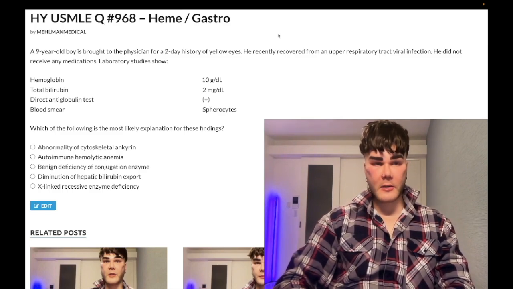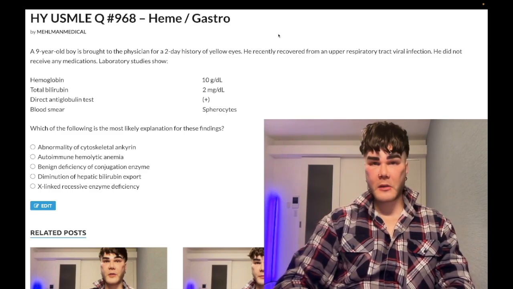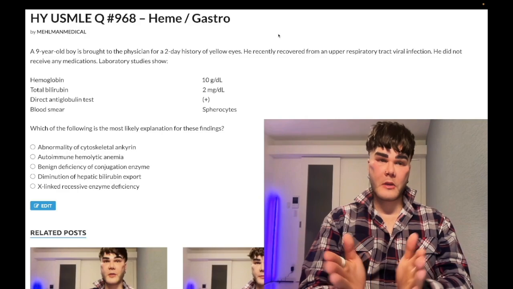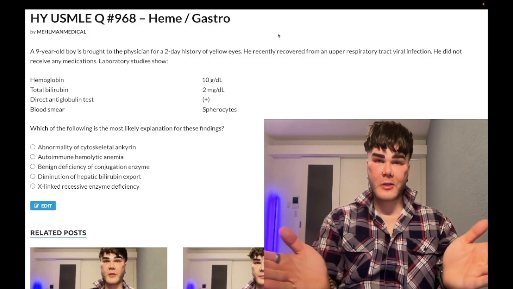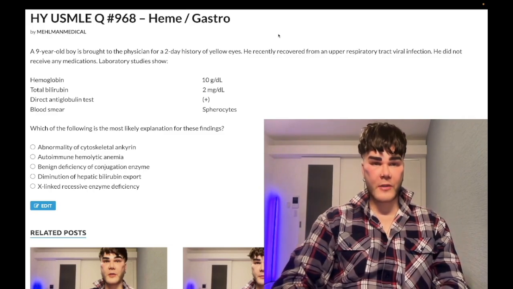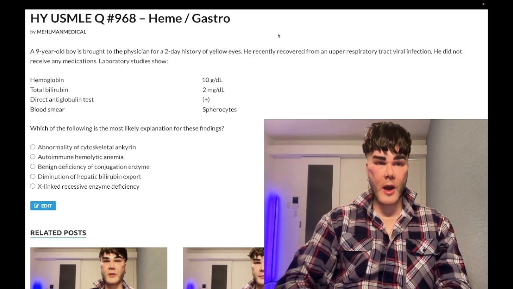And then we have a direct antiglobulin test, very nebulous sounding, which is just another way of writing a Coombs test. And all that means is that we have antibodies against RBCs. That's all it means. And then we've got blood smear showing spherocytes, and which of the following is the most likely explanation for the findings. Choice A, abnormality of cytoskeletal ankyrin, wrong answer.